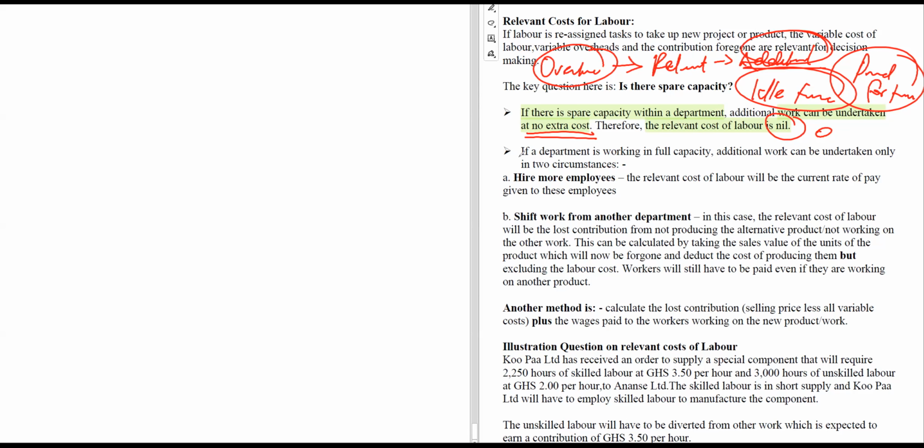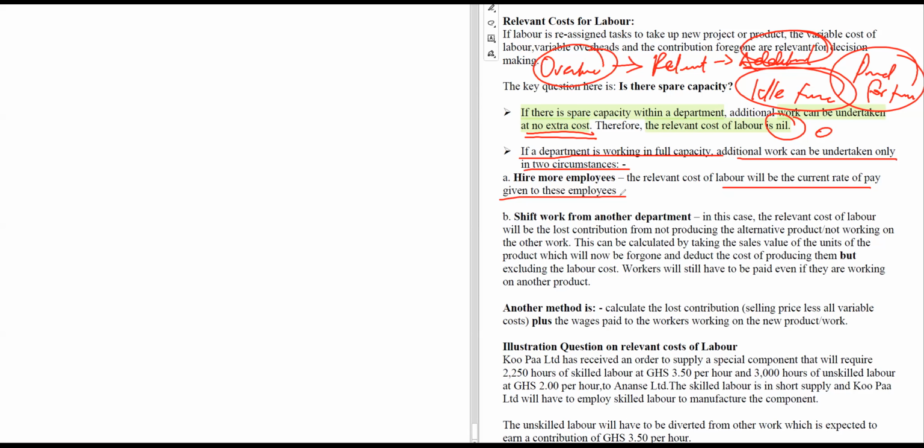Now, if a department is working at full capacity, then additional work can be undertaken only in two circumstances. So all your departments are full, people are working. Then what do we have to do? Either we hire more employees, right? Hiring more employees means the relevant cost of labor is the current rate of pay given to the employee, the variable cost. So the variable cost of labor is relevant.